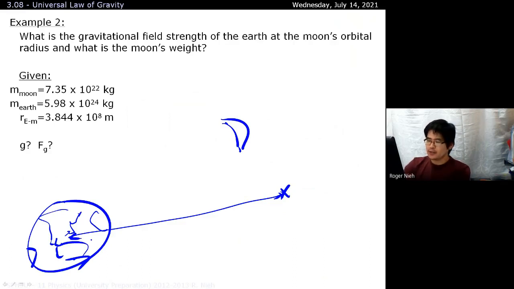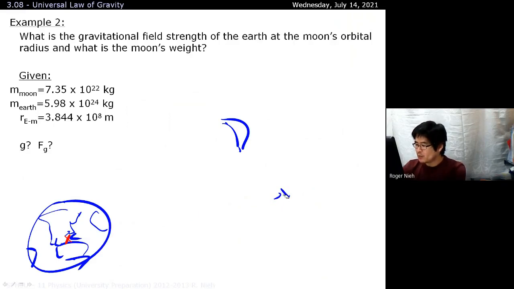All right, so we know that the distance between the Earth and the moon from its center, because remember, all these calculations are based upon the center of any given planet. Okay, so if you're as far away as where the moon is, which is 3.84 times 10 to the 8 meters, what is the acceleration due to gravity right here? What is the value of g?